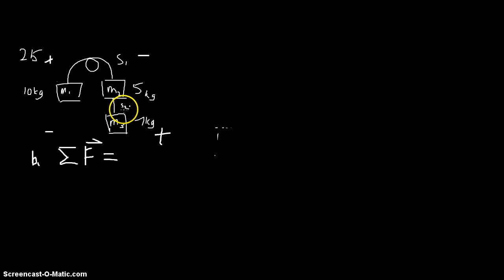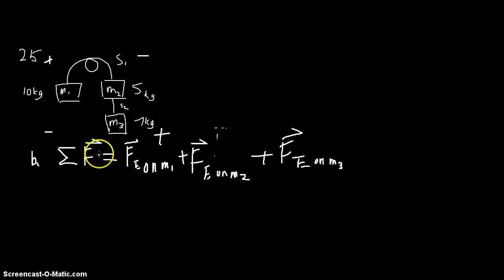Obviously this is going to be negative. So the sum of the forces is F of Earth on M1, plus F of Earth on M2, plus F of Earth on M3. However, I'm just going to abbreviate them to be F of 1, F of 2, and F of 3.